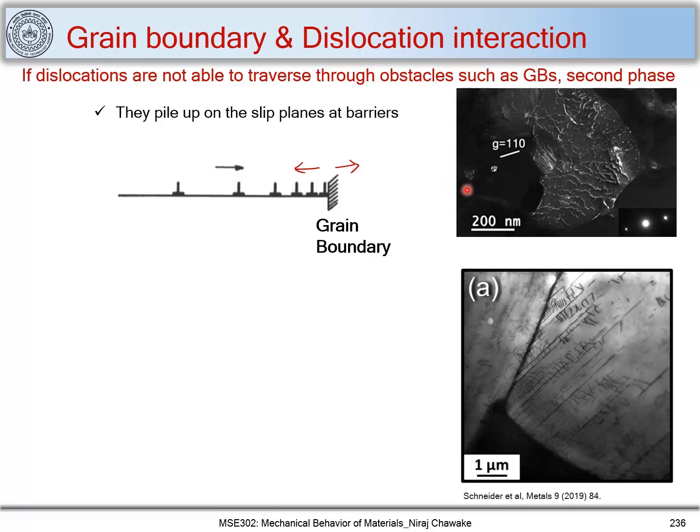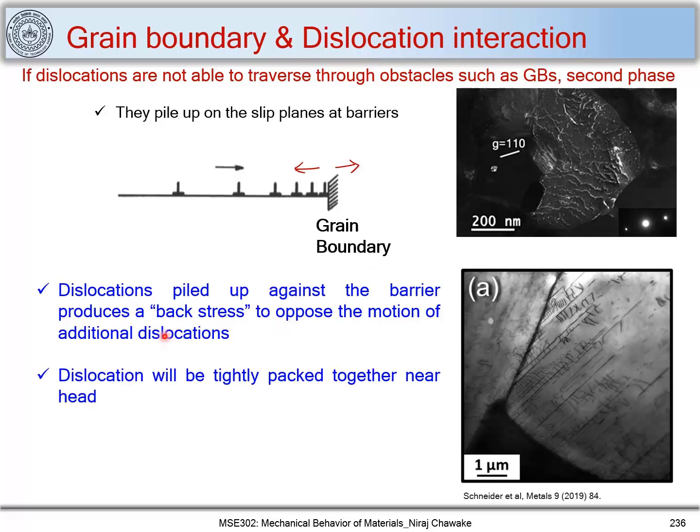Here I have shown two TEM micrographs. This one is from our study and this one is from a study by Schneider, and you can see that the dislocations are piling up on the slip planes across these boundaries, or they are stopped at these boundaries. You can see that there is a piling of dislocations in this grain. Here also you can see a piling of dislocations because they are being stopped at the boundaries. So these boundaries act as a barrier for dislocation motion.